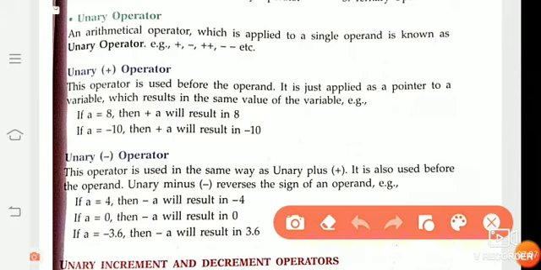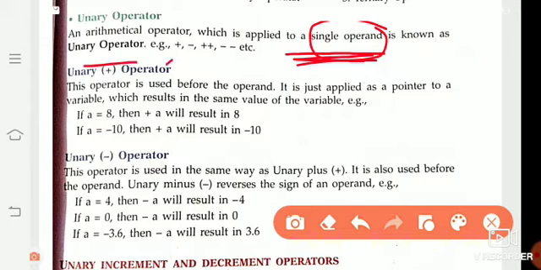So what is a unary operator? An arithmetical operator which is applied to a single operand. मैंने पहले बताया, unary operator में एक single operand होता है, is known as a unary operator, like plus, minus, plus plus, minus minus. This is called a unary operator.